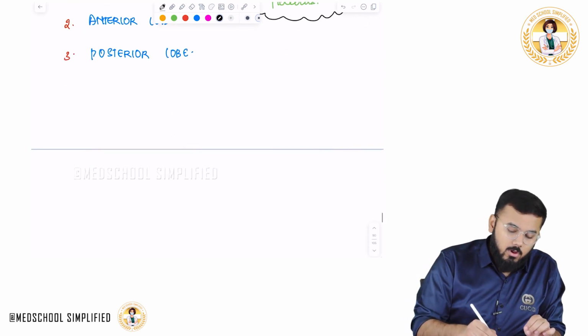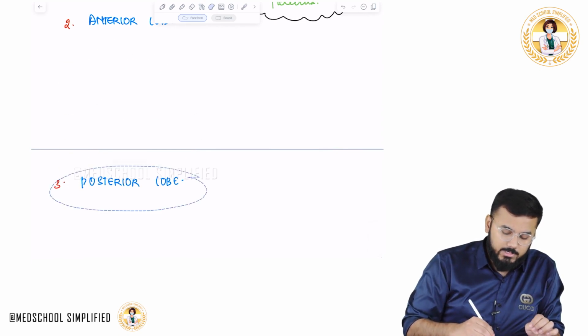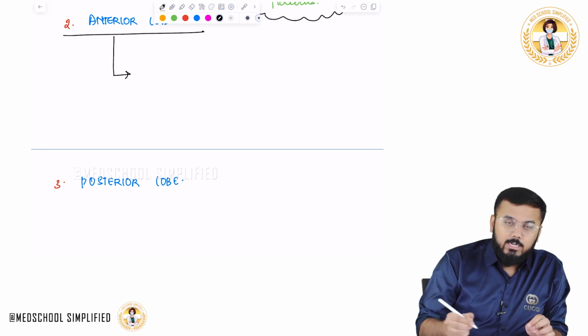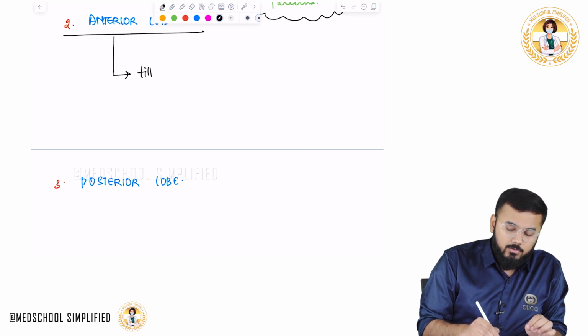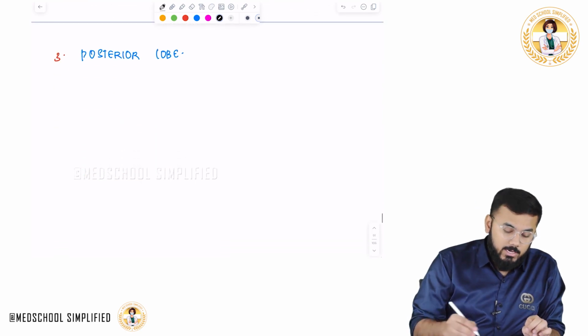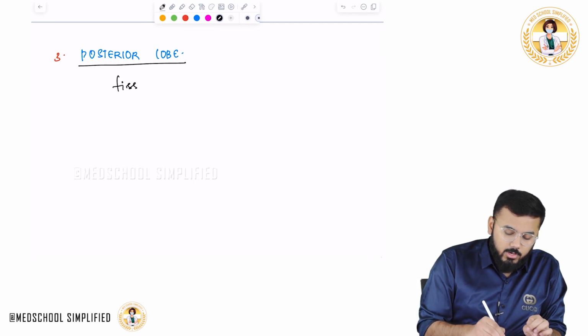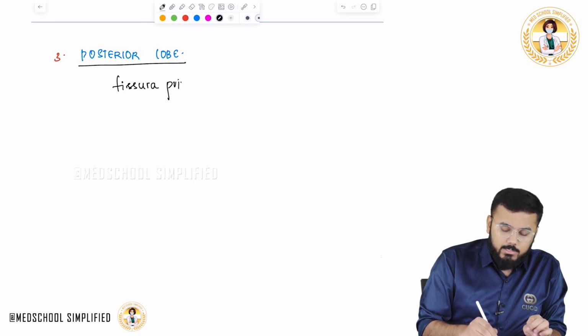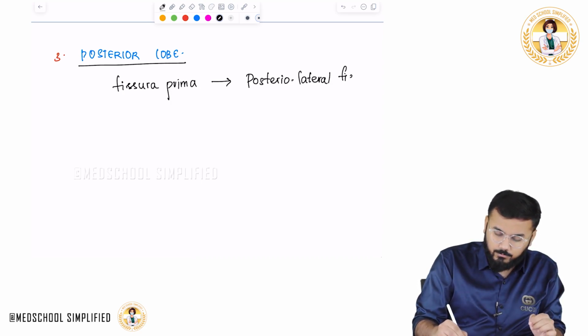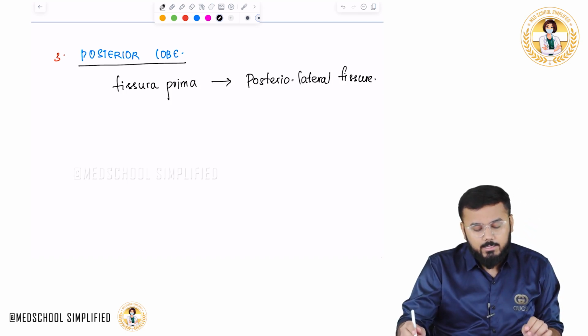After the flocculonodular lobe, the second important lobe we have to discuss is the anterior lobe. The anterior lobe is extending till fissura prima. Next, the posterior lobe is extending from fissura prima all the way till the posterolateral fissure. Till here it is your posterior lobe.